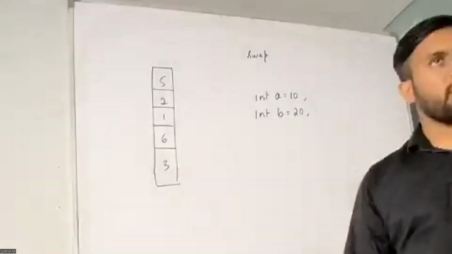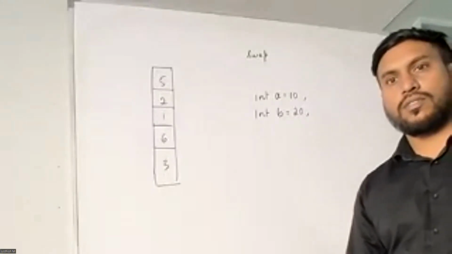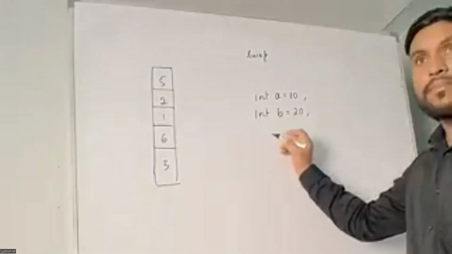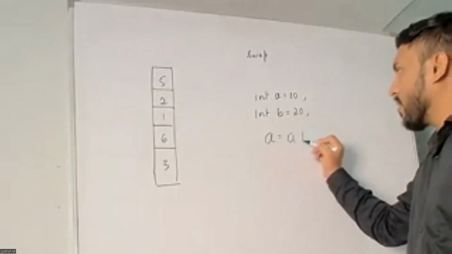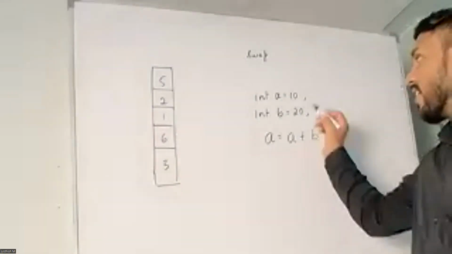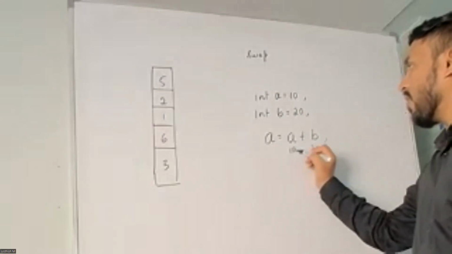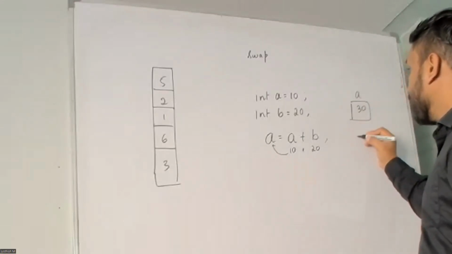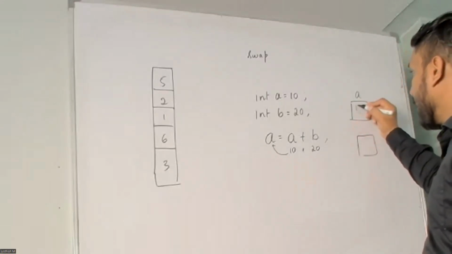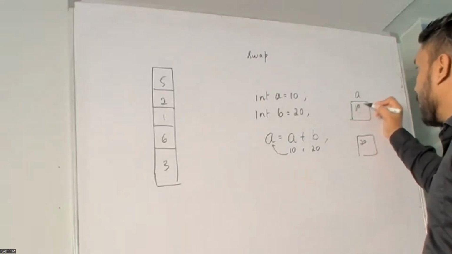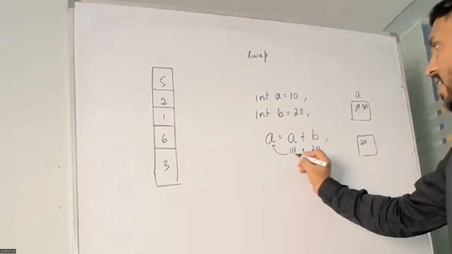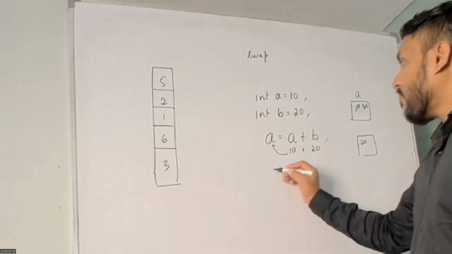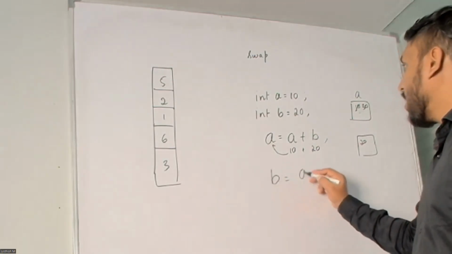Okay, A and B I want to swap. So how to swap it? I'll write here: A is equals to A plus B. Initially A and B were 10 and 20. Now A became 30. Correct? A is equals to A plus B. Now B is equals to A minus B.